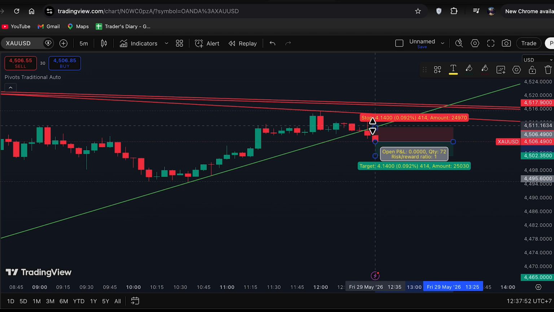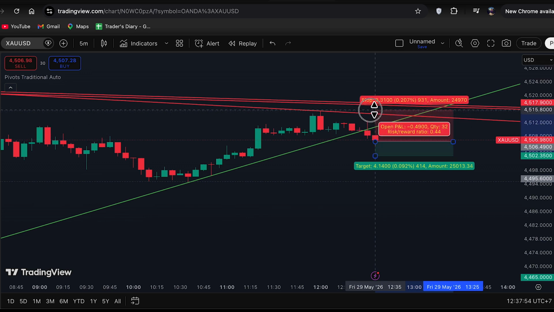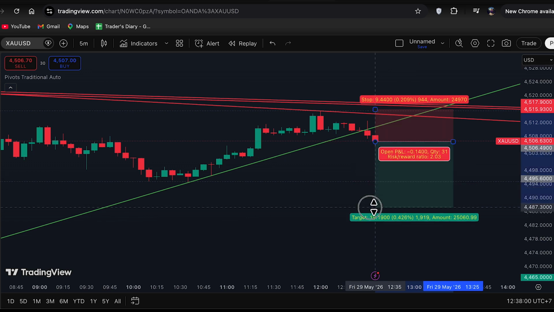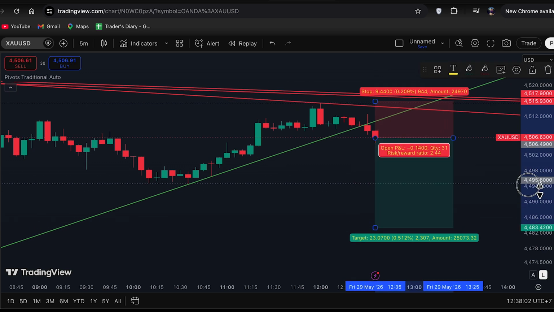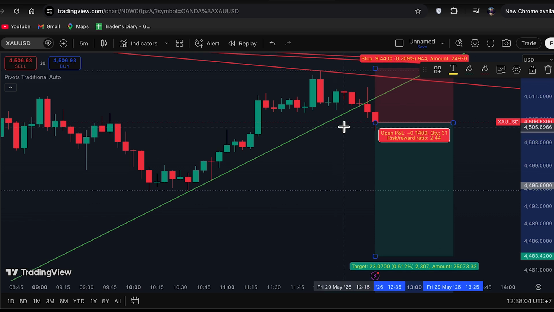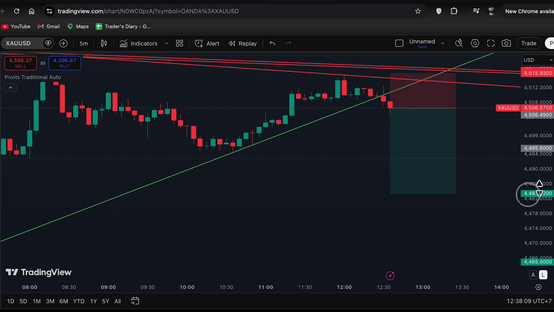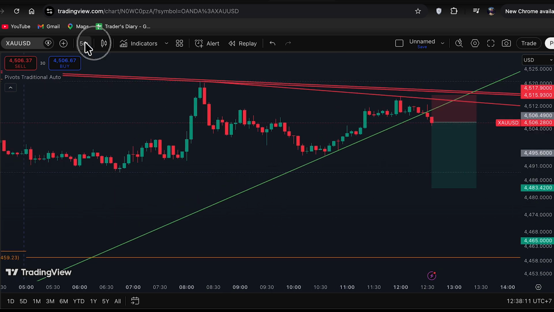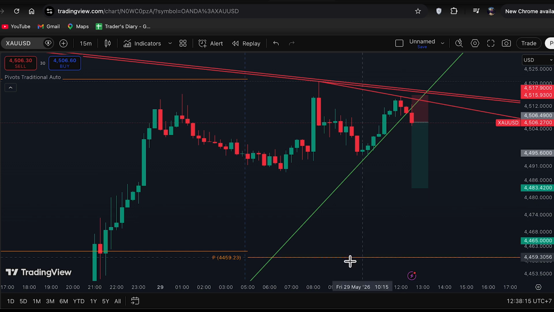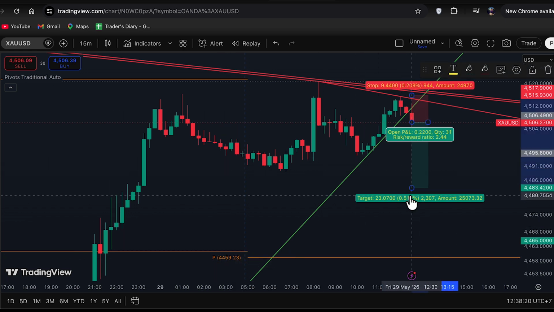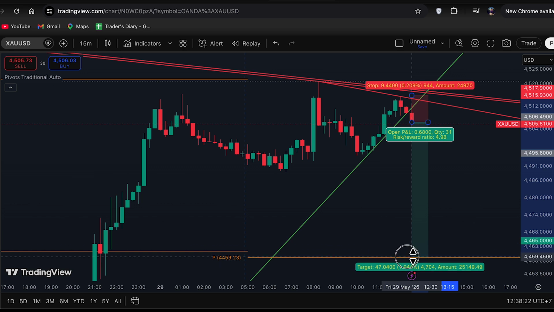Okay, stop loss above the previous, above the red trend line, and also the take profit. Well, the first interesting point of interest here is the pivot point at 4,459. It's about, let's say 60.